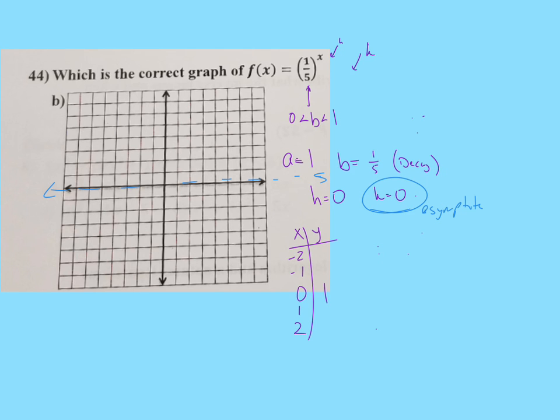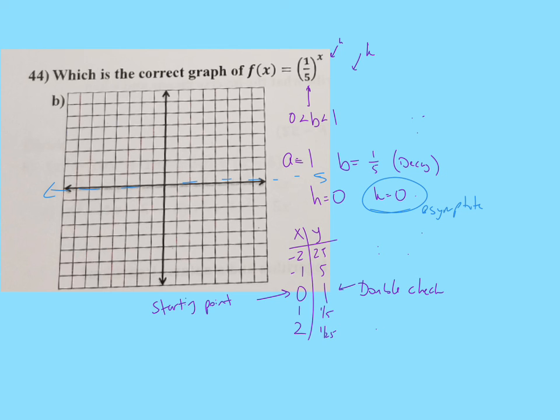So I plug in 0. This is always a double check. If you're not sure if you did that right, just double check. Even though I used H and then K plus 1 for my starting point, always double check if you're not sure. You could plug in 0, it spits out 1. Then I get 1/5. Then I get 1/25. Now I plug in negative 1, I get 5. I plug in negative 2, I get 25.